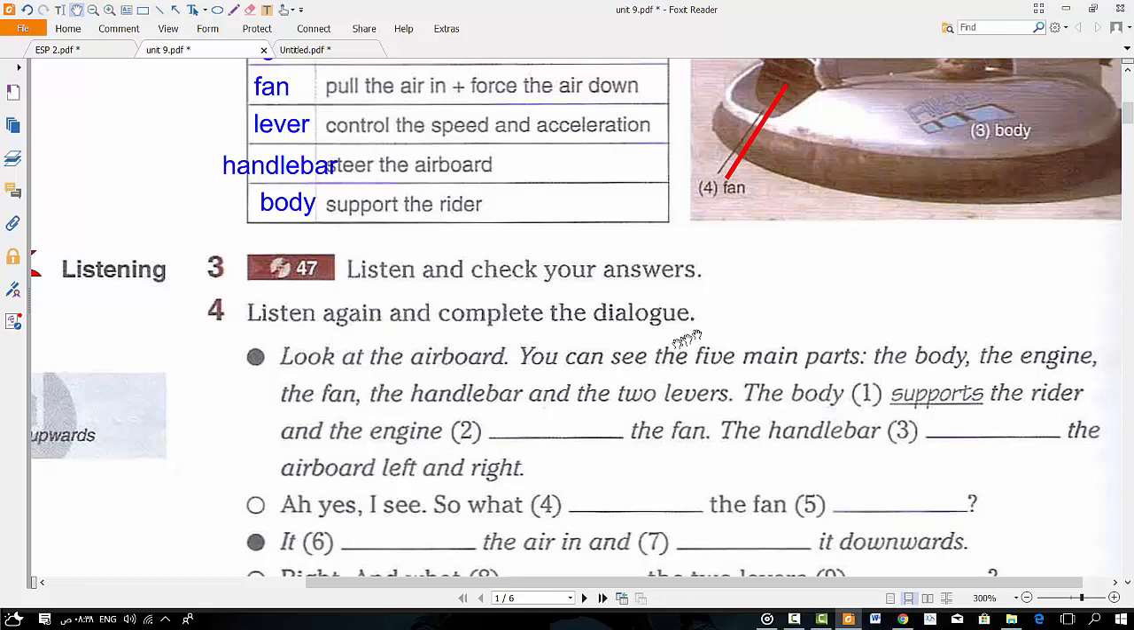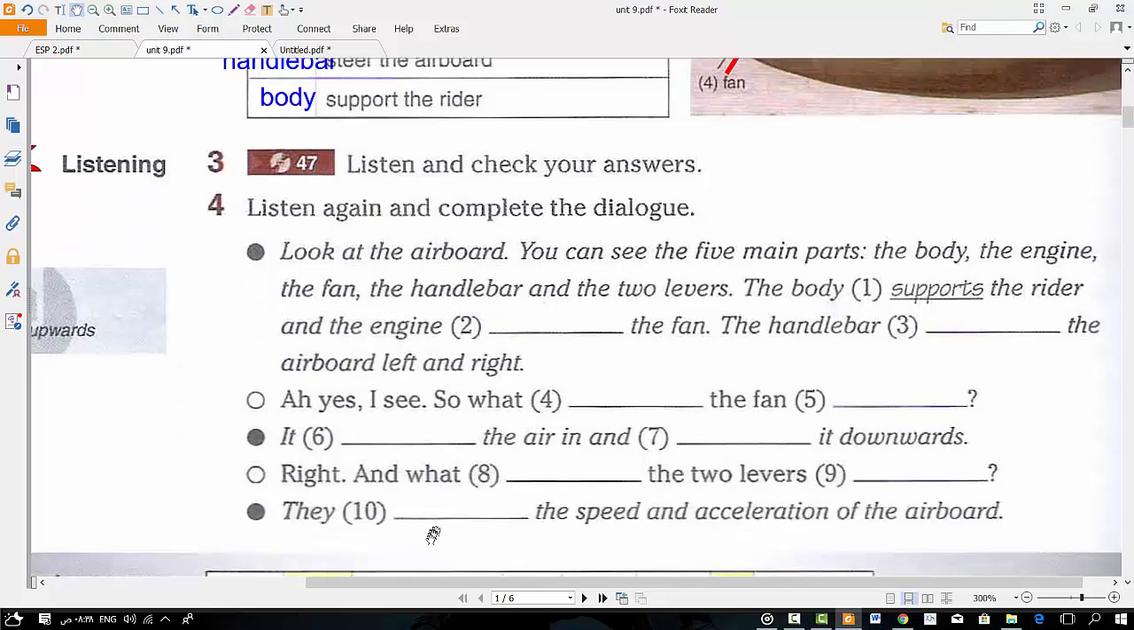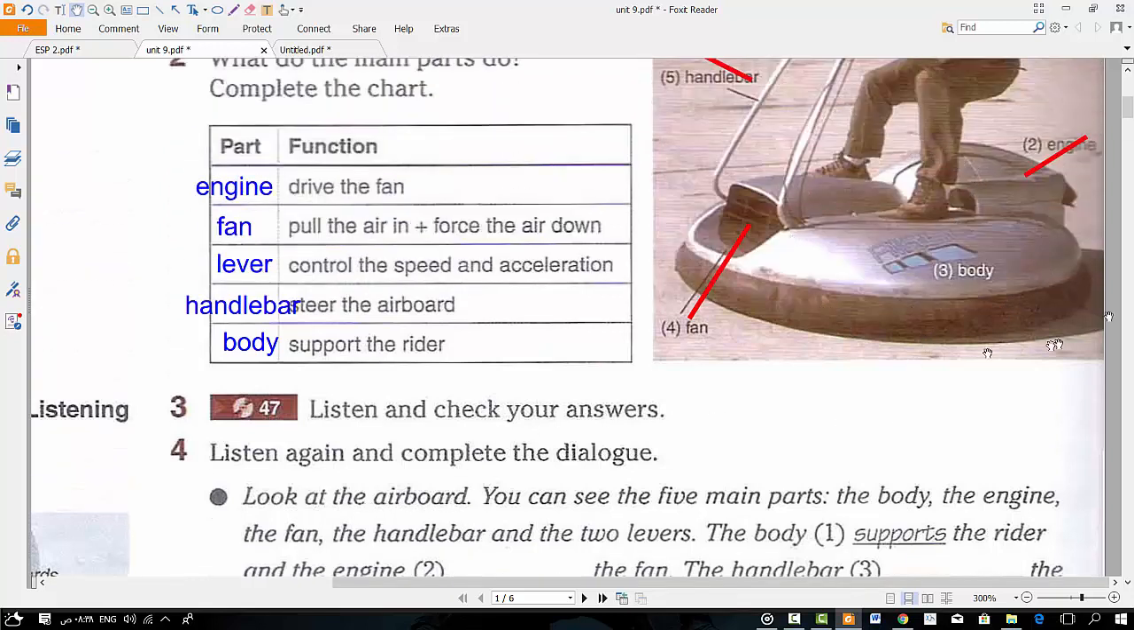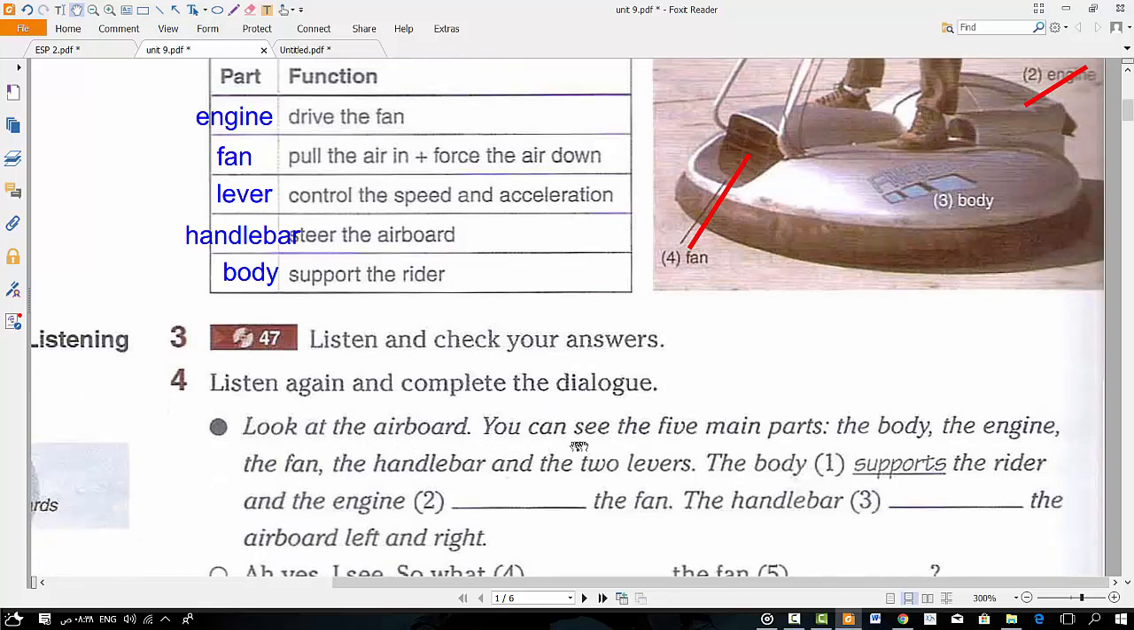Listen again and complete the dialogue. Okay. Look at the airboat. This is the airboat. This vehicle is an airboat. Look at the airboat. You can see the 5 main parts: the body, the engine, the fan, the handlebar, and the 2 levers. The body supports the rider, and the engine. Okay, listen.